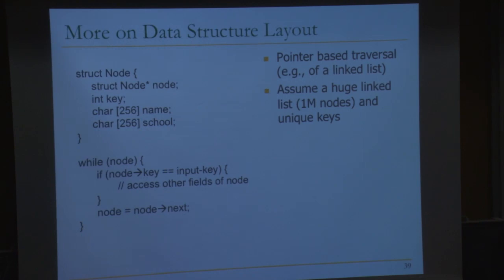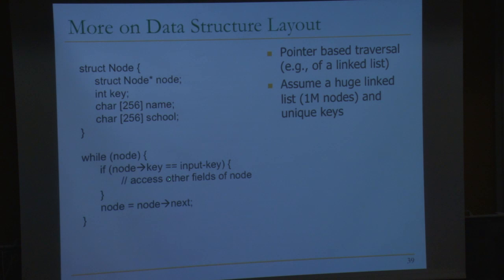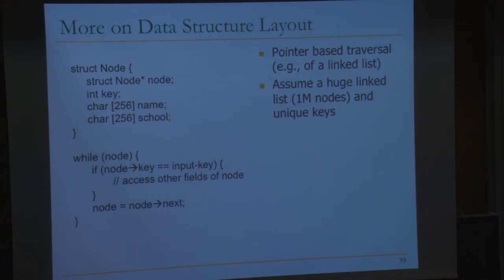And this is a linked list traversal. Assume a huge linked list, 1 million students and unique keys. Basically, we're traversing this linked list, and we're checking if the node that we're visiting has the input key. If that's the case, then we access the other fields of the node. Otherwise, we go to the next location. That's basically a very simple linked list traversal.